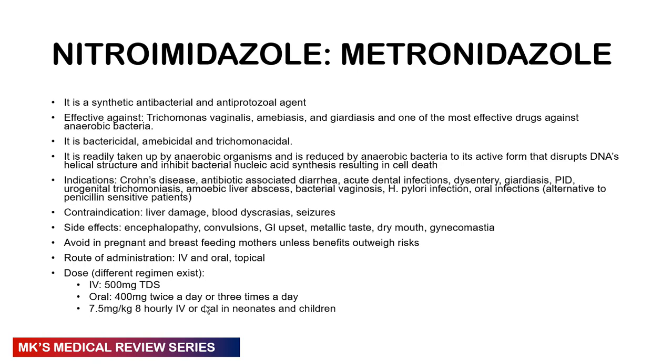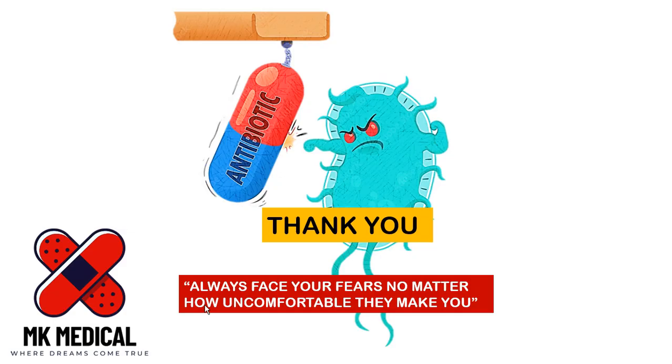Then the dose, of course, is going to be roughly around IV, you can give it 500 milligrams 3 times a day. Orally can be given 400 milligrams twice a day or 3 times a day. Then in children or neonates, you can give it at 7.5 milligrams per kg, 8 hourly.